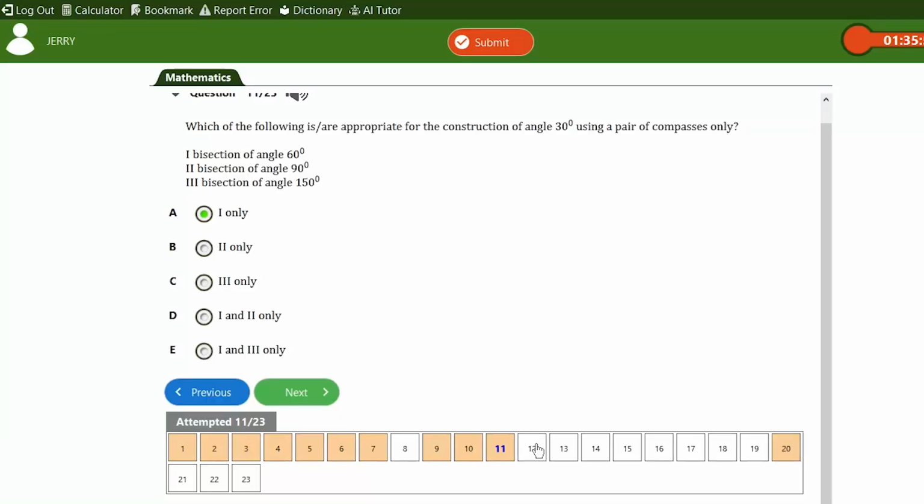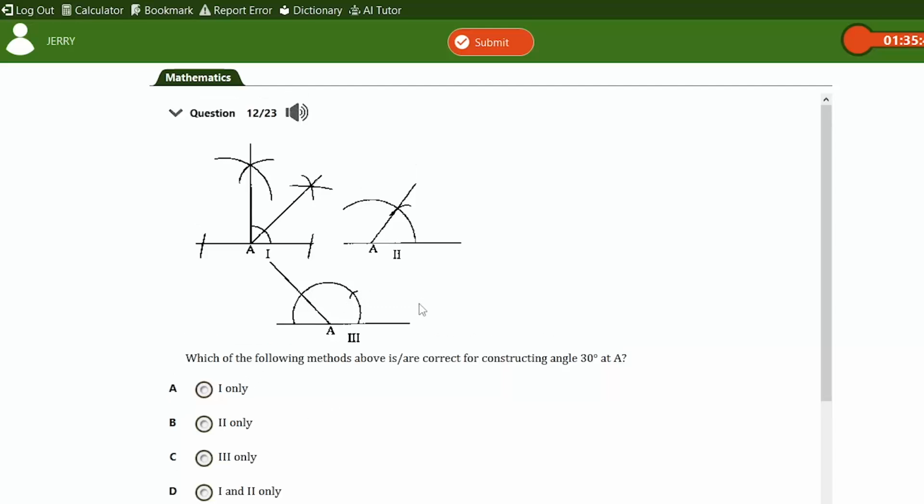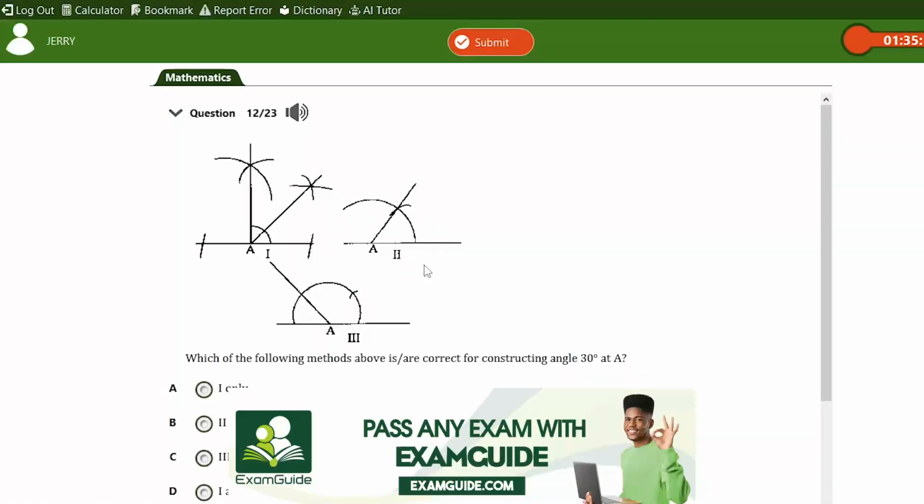All right, so let's look at which of the following. Look at the three figures we're given there. Now, they say which of the following methods above is or are correct, meaning two of them may be correct, or the three, or just one. So, which of the following methods above is or are correct for constructing angle 30 degrees at A? So, at point A. Do you understand the point? How do we construct angle 30 degrees from point A?